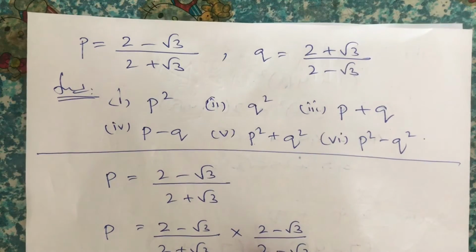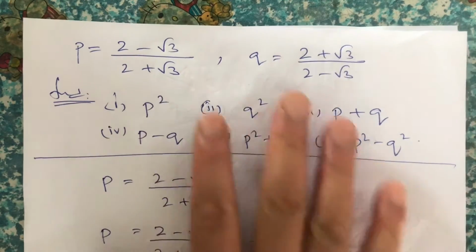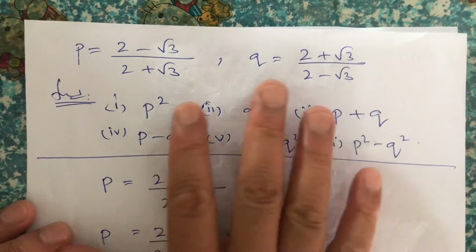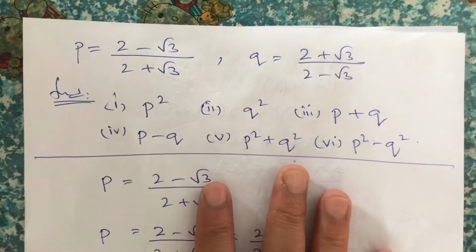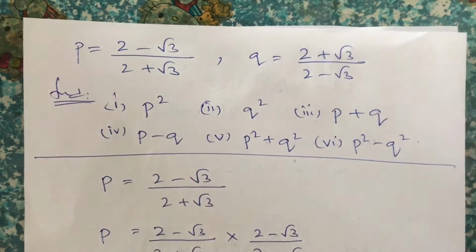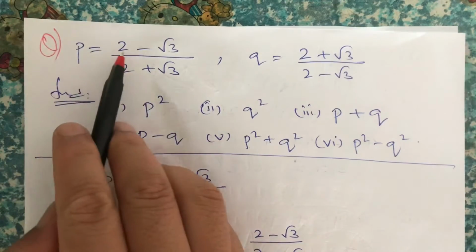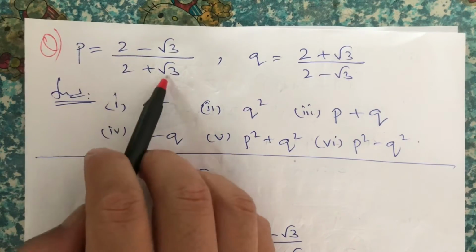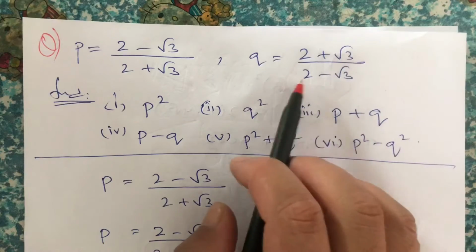Okay, now look over here. Okay, so let's say we'll be discussing this guy. We have already discussed it, but for some of you, in case you still haven't understood, we are making this video for you. Okay, so let's say the question says P is already given to me as 2 minus root 3 over 2 plus root 3, and Q is given as 2 plus root 3 over 2 minus root 3.